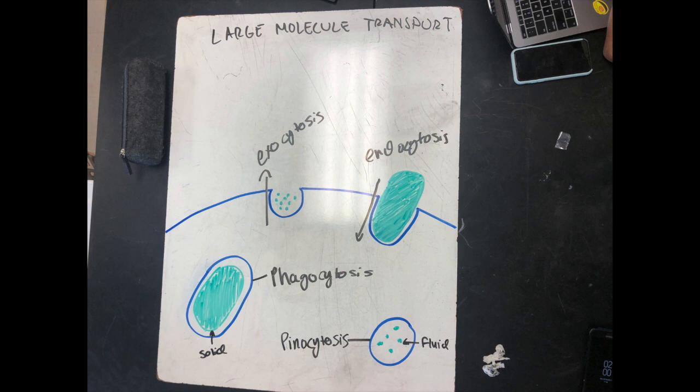Phagocytosis is when a cell takes in a solid molecule. Pinocytosis is when a cell takes in a fluid molecule. However, moving large molecules in and out of cells always requires an energy input.